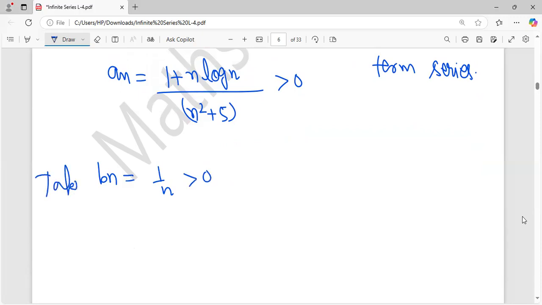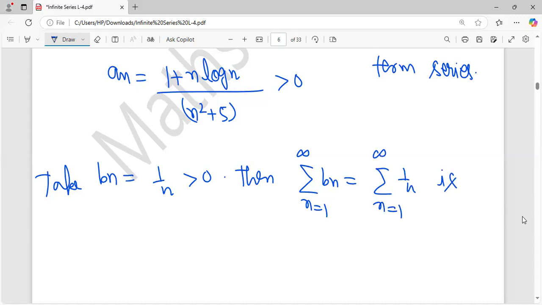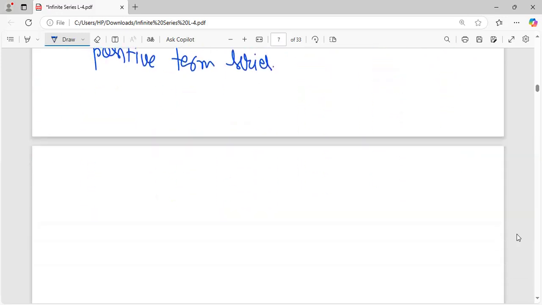Take Bn equal to 1 upon n, where n goes from 1 to infinity. 1 upon n is a positive term series. Now see that this series is also divergent. The series summation n goes from 1 to infinity of Bn, equal to summation of 1 upon n, is divergent.